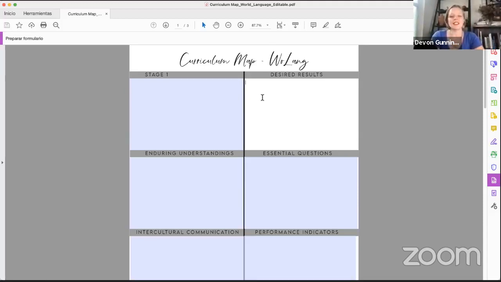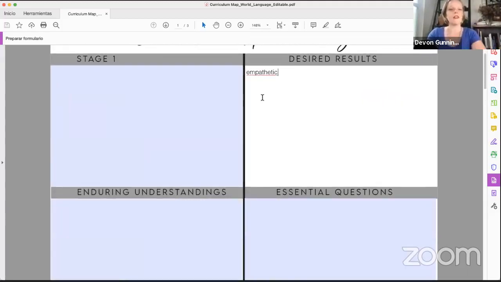So our desired results would be something like our goals for the curriculum, or my mission statement was always empathetic. You know what? Let's go ahead and zoom in since we're just looking at this first part here. This blue is all the stuff that is editable to you. Were y'all able to download this? Make sure that you put in your email address, and then this should just come right up, that you're able to download this from Dropbox. So let me know if that's working. If it's not working, we'll get you set up.